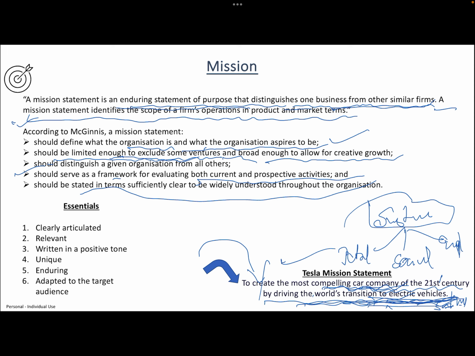So what are the essentials of a mission statement? It should be clearly articulated. It cannot be vague. It should be relevant to the business, to what they are doing. It should have a positive tone. It should be unique. It cannot be copied from other companies' mission statements. It should be enduring, and it should be adapted based on the target audience.